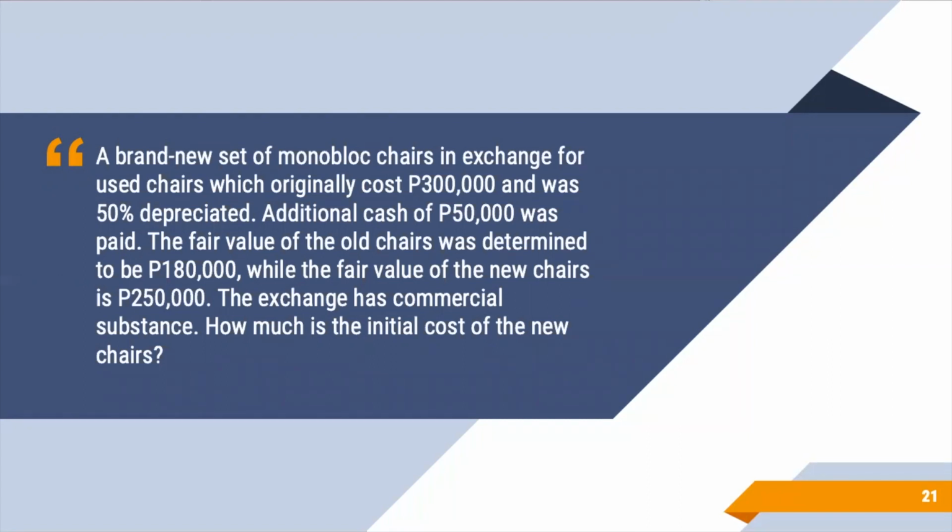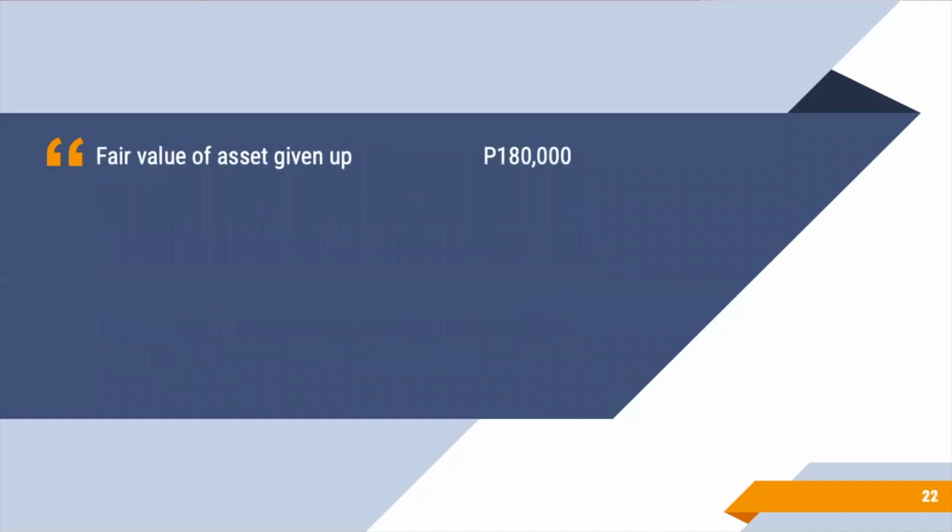So what do we use now? Of course, the first in the hierarchy, since this exchange has commercial substance, the first in the hierarchy is the fair value of asset given up, which is 180,000. And since nagbayad pa tayo in addition, then the additional cash payment should be added, 50,000. The initial cost of the new chairs is 230,000.